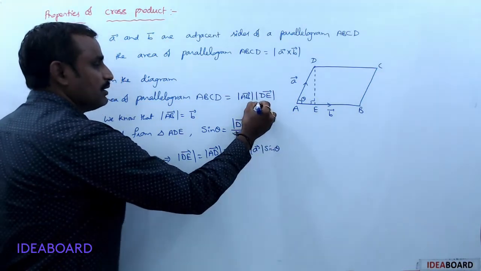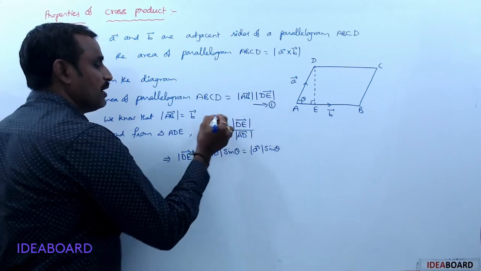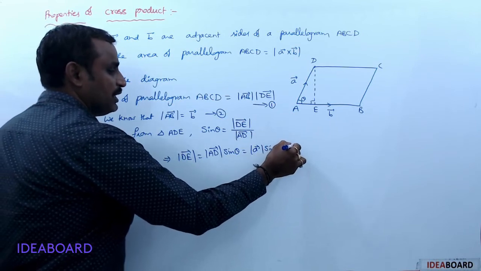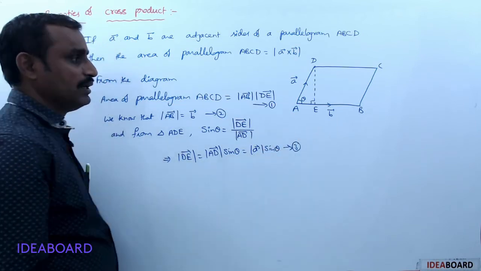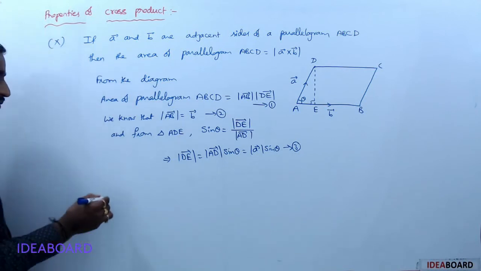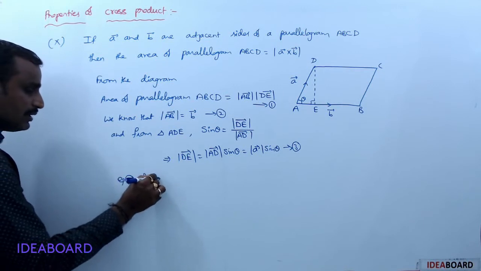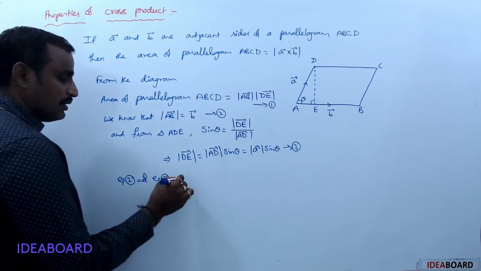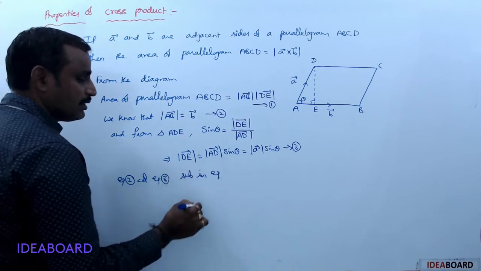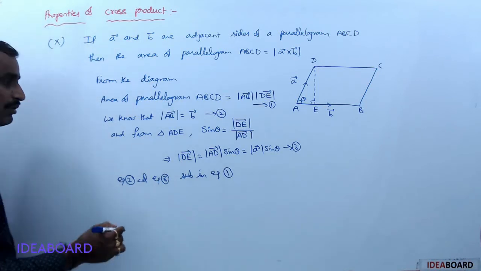Now area of parallelogram ABCD is denoted by equation number 1. This is equation 2. Magnitude of AB bar value and magnitude of DE bar value is equation number 3. So substituting equation 2 and 3 in equation 1, what is the value you will get now?